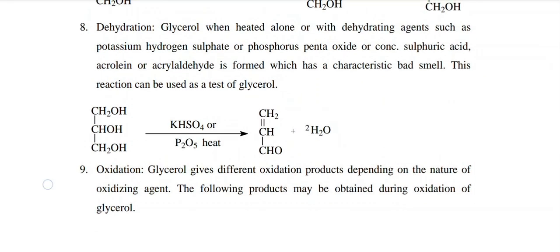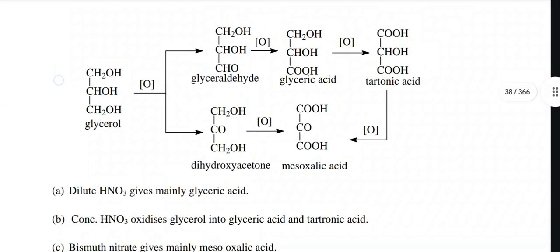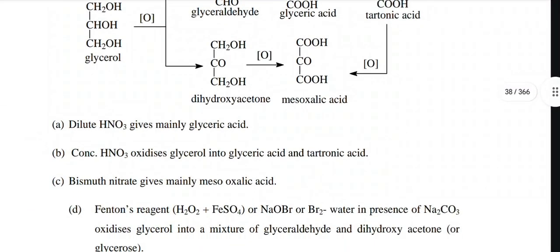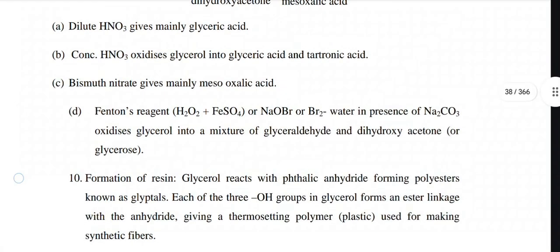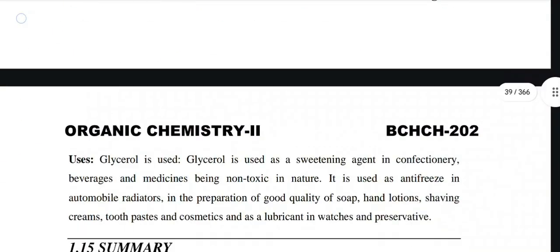Oxidation. Glycerol gives different oxidation products depending on the nature of the oxidizing agent. The following products may be obtained during oxidation of glycerol. Dilute HNO3 gives mainly glyceric acid. Concentrated HNO3 oxidizes glycerol into glyceric acid and tartronic acid. Bismuth nitrate gives mainly mesoxalic acid.